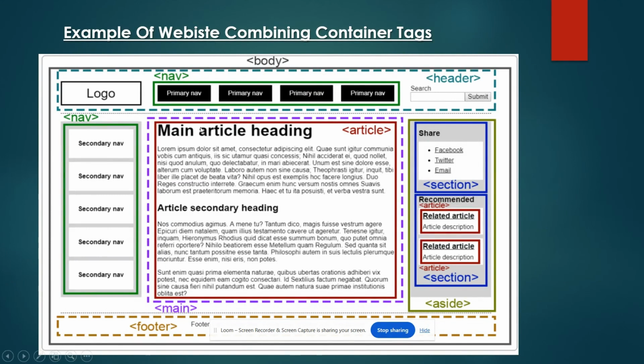Here we can see an example of a web page which contains the header part at the top, and inside the header there is a navigation bar, and at the bottom there is a footer. Between header and footer there is a main content, and within the main content there is an article which contains the related information. On the right side there is an aside which contains additional information about the main content, which includes links and related articles.